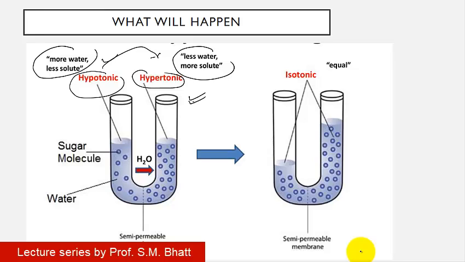What is moving? Water, solvent. So solvent is moving, so that's why this is called as what? Solvent is moving, osmosis. Across the permeable membrane, the osmosis. So osmosis, you can see the different conditions. If the medium is high in water, hypotonic, low in water, hypertonic, and same in water, then isotonic.